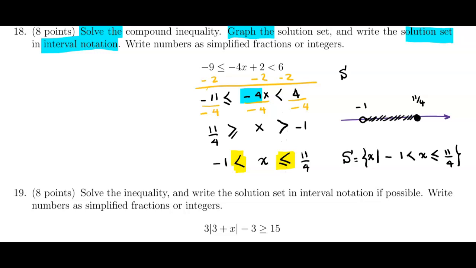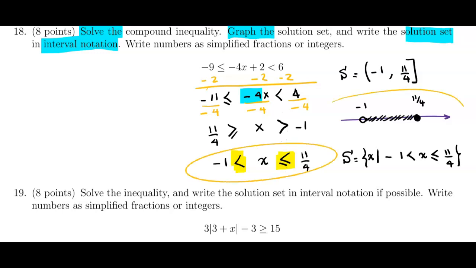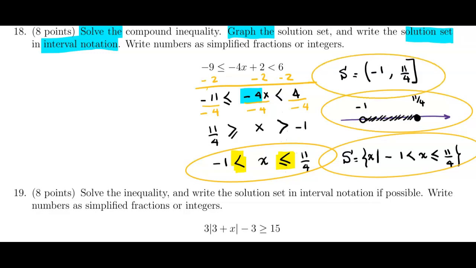So the solution set, if I want to write it from the graph, is going to be -1 first, comma, 11/4. So 11/4 is shaded, so you're going to use a bracket, and -1 is empty, so you're going to use a parenthesis. And here you go, those are the 4 parts. So we solved it over here, then we graphed over here, and then the set builder notation right there, and finally the interval notation right here. Okay.